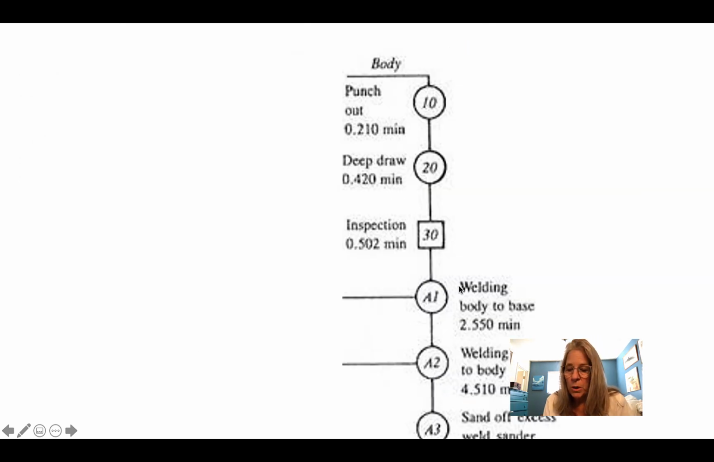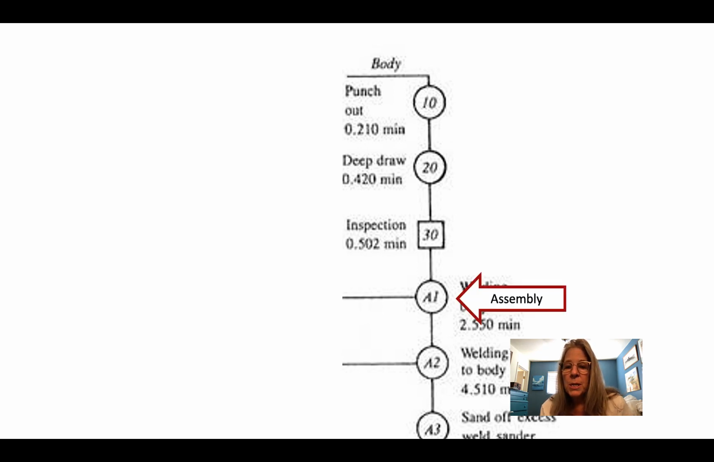So if we look more closely at the body, we can see another detail that we want to pay attention to. There are going to be operations, which are simply, in this case, punch out the body. Or there are going to be inspections, which is indicated here as an inspection that's going to take about half a minute. And we would reference SOP 30 to do that.